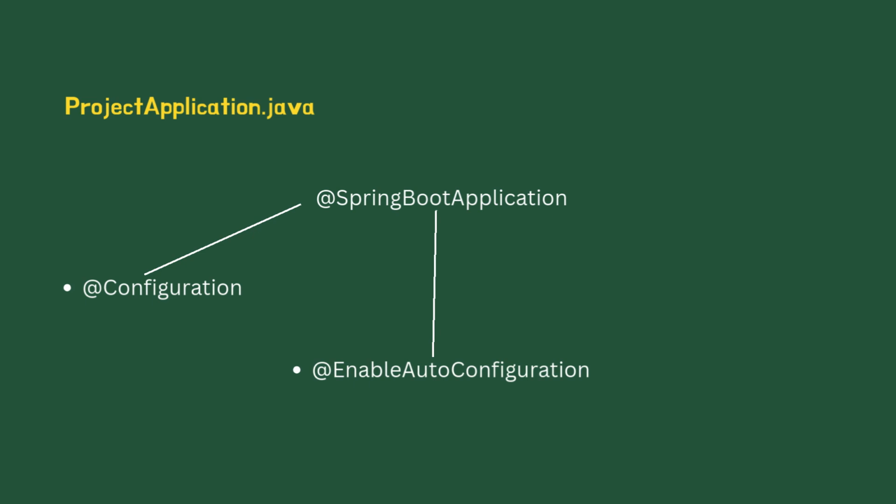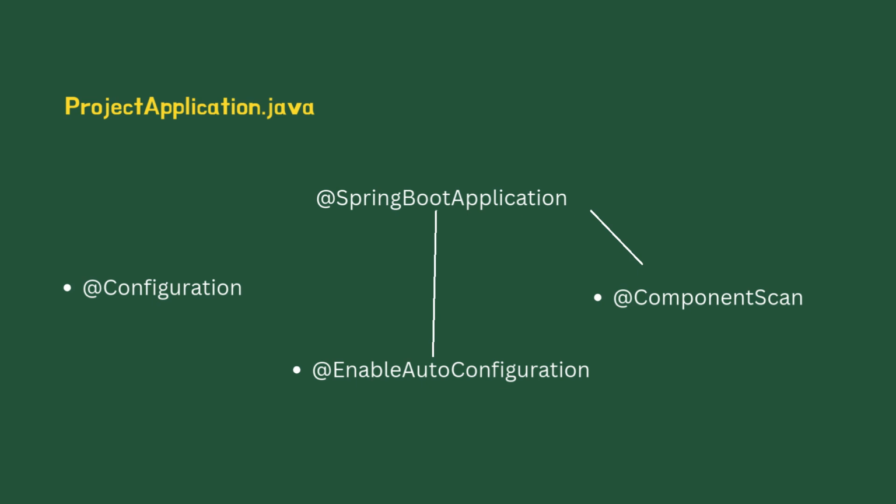@EnableAutoConfiguration tells Spring Boot to start adding beans based on classpath settings, other beans, and various property settings. @ComponentScan tells Spring to look for other components, configurations, and services in the same package or subpackages as the current class. This annotation is typically placed on the main class of a Spring Boot application. The main method in this class will run the application.